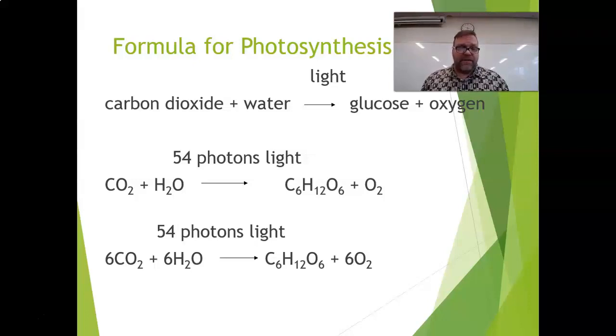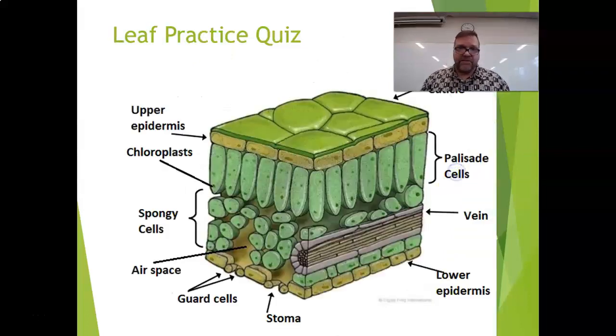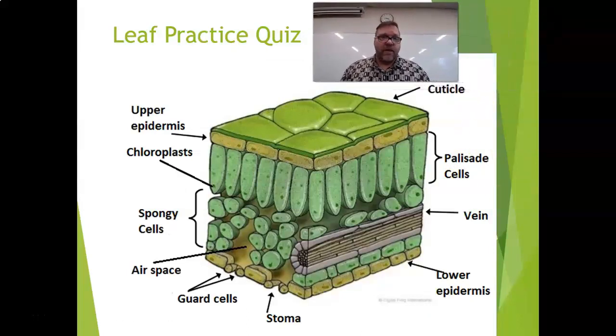And balance simply means that I have to have 6 carbon on the left, I have to have 6 carbon on the right. I have to add up all my oxygen on the left, I have to have exactly that many oxygen on the right, and so on and so on. So they're all balanced. All right, let's talk a little bit about this picture. This is a leaf practice quiz. So we already did our drawing of the leaf. This is pretty much the same as what we had in our drawing.